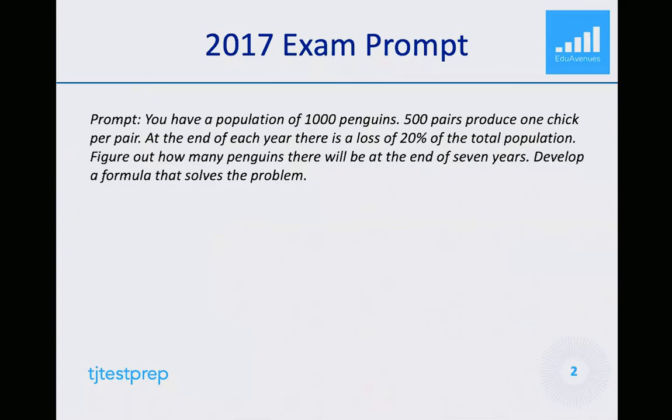So the question that appeared on the 2017 exam is, you have a population of 1,000 penguins. 500 pairs produce 1 chick per pair. At the end of each year, there's a loss of 20% of the total population. Figure out how many penguins there will be at the end of 7 years. Develop a formula that solves the problem. At this point, please pause the video now to try and solve this problem on your own before we go over it together.